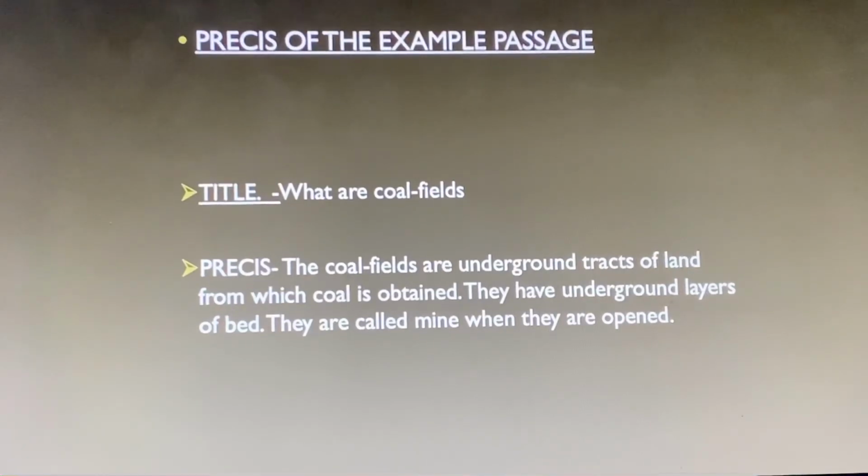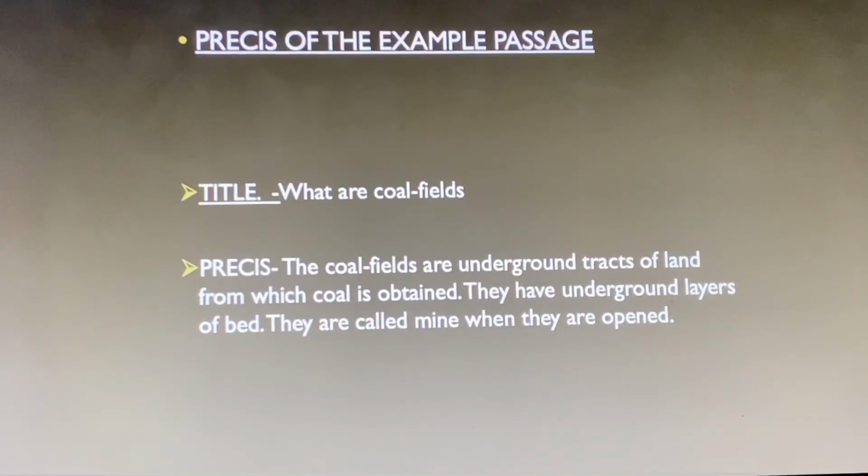I have given it the title, What are coal fields? And the precis says, the coal fields are underground tracts of land from which coal is obtained. They have underground layers of bed and when they are opened, they are called a mine. So for 5 lines given there, I have made it 3 here, and I have given it a title also. So just ensure every precis you write should be one third of the original and should always carry a title.